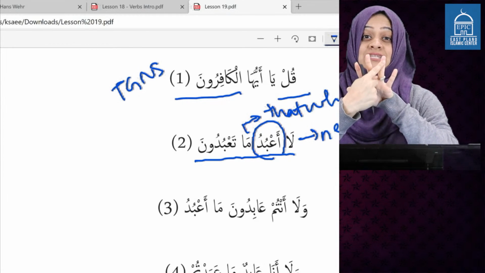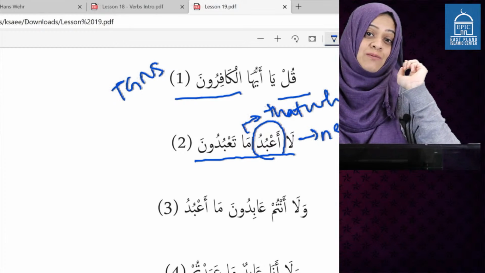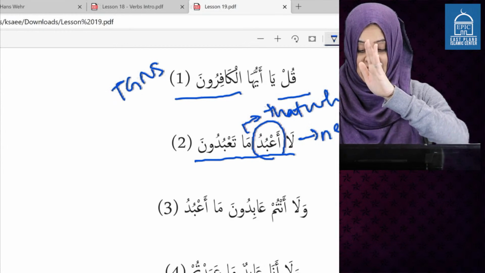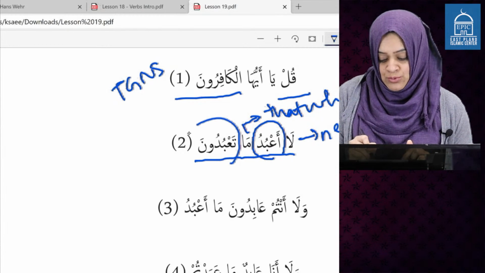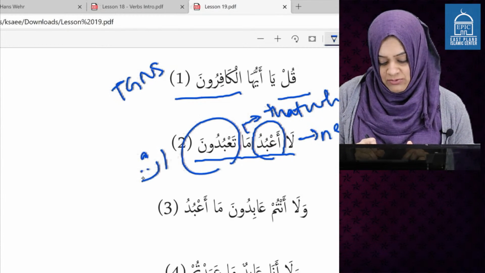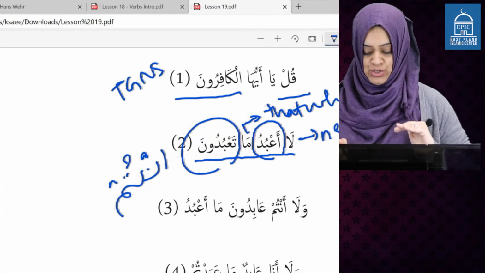Hamza is first person, ta is second person. So you, and the una ending tells me it's plural, okay? So I will not worship that which ta'budun, you all. So this one is antum. When you lift the veil, antum is sitting: that which you all worship, okay?